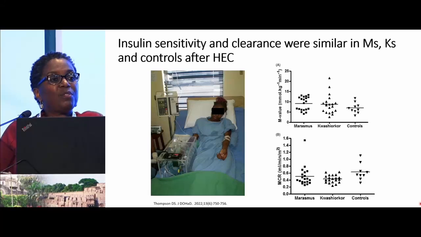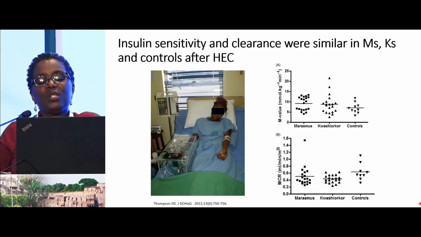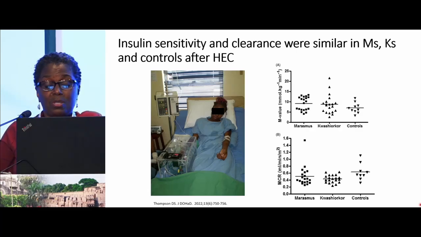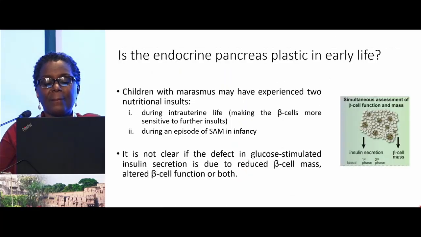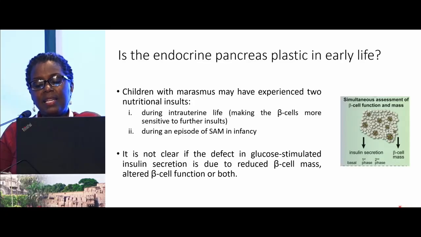In a subset of 20 marasmus survivors, 20 kwashiorkor survivors, and 10 community controls who underwent hyperinsulinemic euglycemic clamps, there was no significant difference with respect to insulin sensitivity or insulin clearance. This again suggests that insulin resistance is unlikely to be a major contributor to glucose intolerance in marasmus survivors. These data suggest that the endocrine pancreas is plastic in early life.